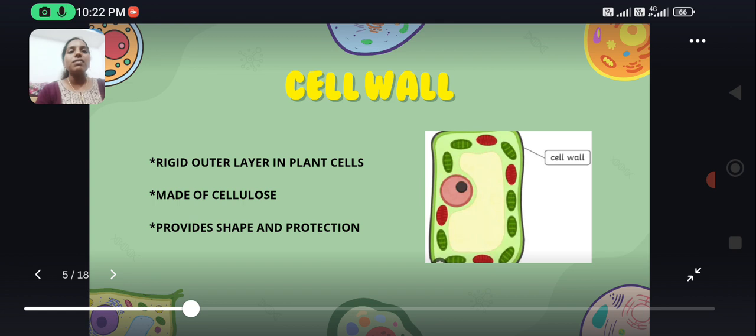So the first structure is the cell wall. The cell wall is the rigid outer layer in a plant cell. It is very tough and very strong because it is made up of cellulose. Cellulose is a tough material. Its function is to provide shape and protection. It protects the plant from all types of adverse situations. So the cell wall is rigid and tough, and it gives mechanical strength and shape.